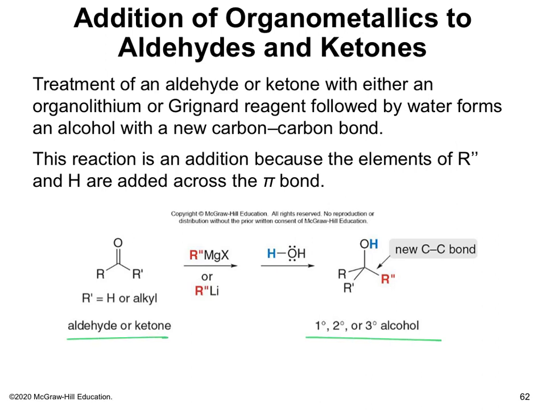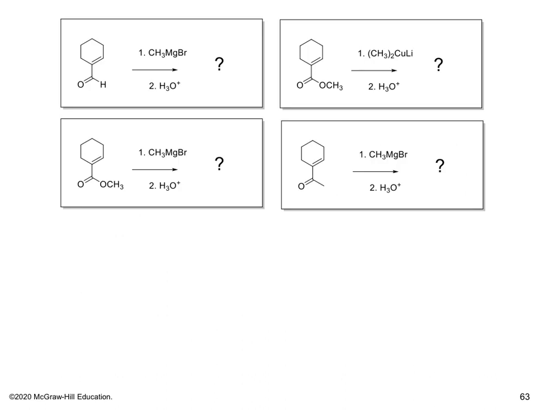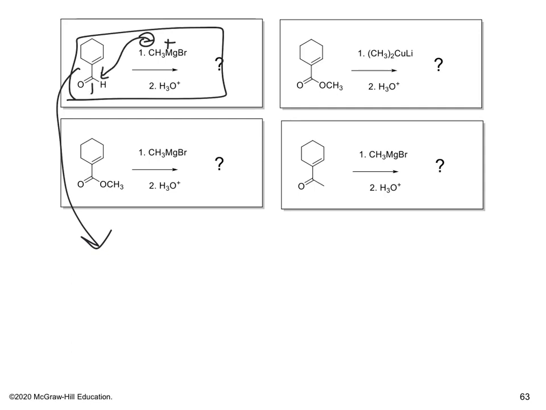Aldehydes and ketones will give you the alcohol. You always protonate. So you do one and then you do two. The Grignards will do this, and so will your organolithiums. Okay, so let's look at these examples here. What is this? Well, we've talked about this already. This will go here, make your tetrahedral intermediate, and this will get protonated, but there's your CH3. So this is a secondary alcohol from an aldehyde.